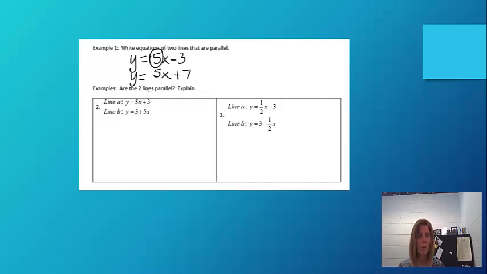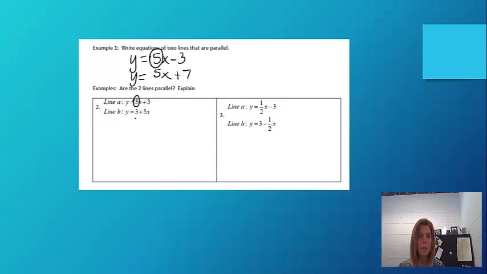They both are 5. Okay, so now the next one, we are going to recognize whether the two lines are parallel or not. So are the two lines parallel? And then explain. So line A, we have y equals 5x plus 3. And line B, we have y equals 3 plus 5x. So the biggest thing that we have to pull out from each of them is the slope. So I'm going to circle the slope in each of the cases. Remember, the slope is the number that is next to the x. So in this first example, 5 is the slope.